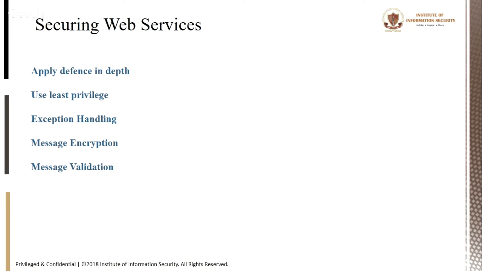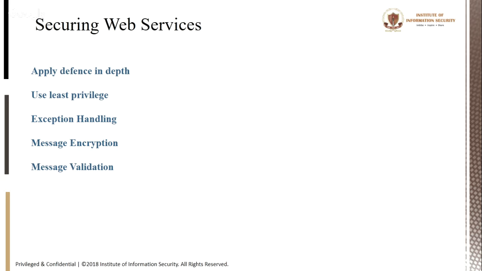The fourth one is message encryption. As the name suggests, encryption refers to protecting a message by converting the contents to ciphertext using any of the cryptographic methods. There are different cryptographic methods used to protect the message, so that it is accessible only to the authorized person.